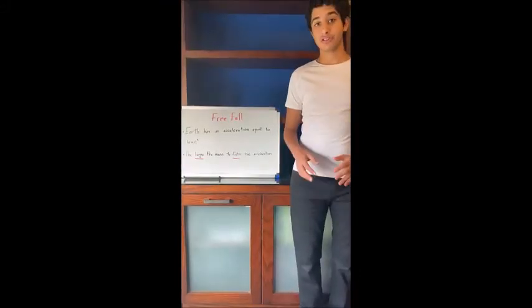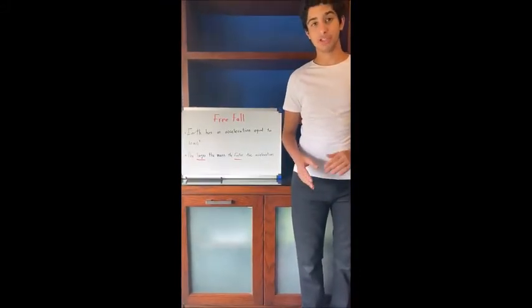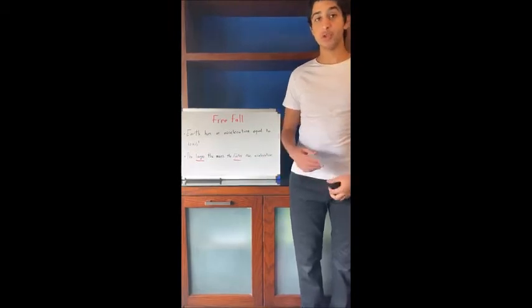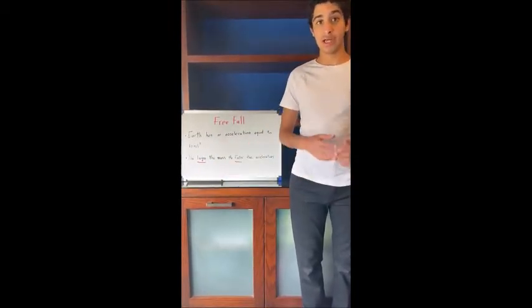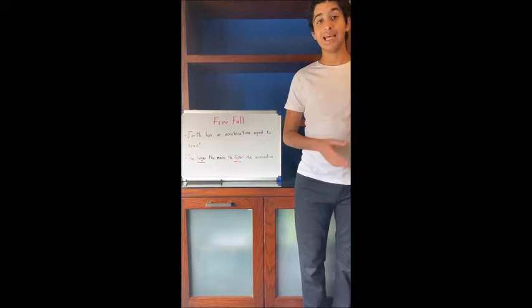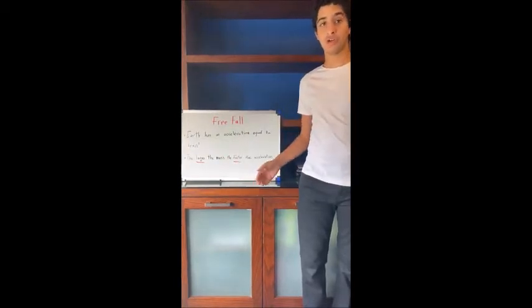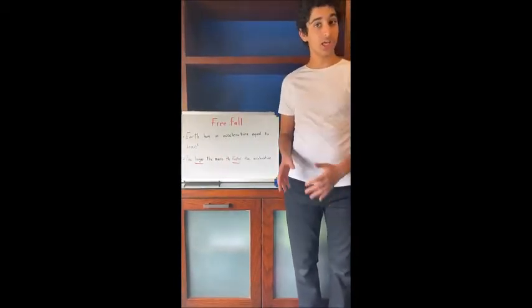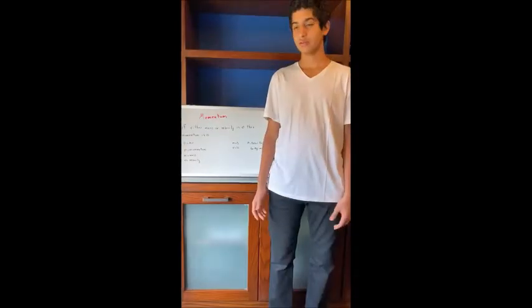Free fall within Earth's atmosphere has an acceleration of 10 meters per second squared. This acceleration is due to Earth's mass. If an object has a larger mass than Earth, then it will have a higher acceleration than Earth. And if it has a lower mass than Earth, it will have a lower acceleration than Earth.